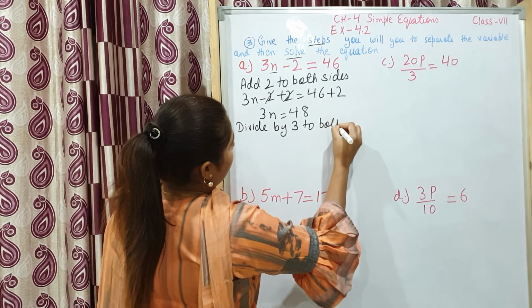Now 3p, 3 and p both are multiplied. We will do the division. What will we divide? We will divide this 3. Divide by 3 to both sides. So 3p upon 3, 60 upon 3. 3 cancel out. Now on the table of 3, the value of p is 20. So p is equal to 20 is the solution of the given equation.